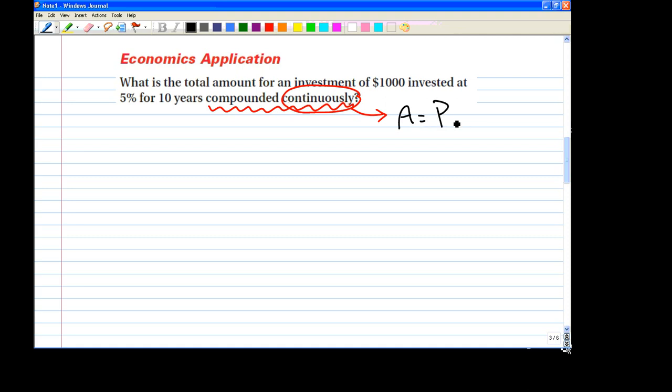It's A equals P times e, that number e, to the rt. It looks like A equals PERT, but it's not really pert. Okay, so A is going to be our final amount. P, just like it's always been, is going to be the initial amount. There's our new friend e. And r is going to be the rate in decimal form.